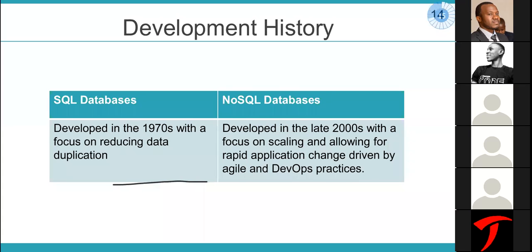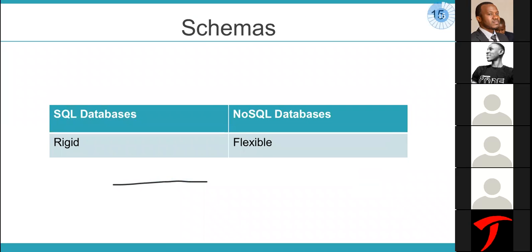Then in terms of development history, we saw that SQL databases were developed in the 1970s and the focus was on reducing data duplication. Whereas NoSQL databases were developed in the 2000s with the focus on scaling and allowing for rapid application change driven by Agile and DevOps practices. And then in terms of schemas, SQL databases are really, really rigid. You have to know what you're doing. Then for NoSQL databases, it's flexible. You can just develop. The database would scale out.